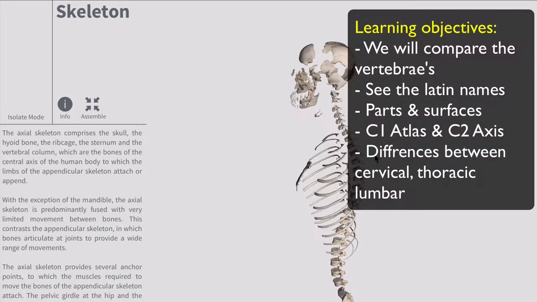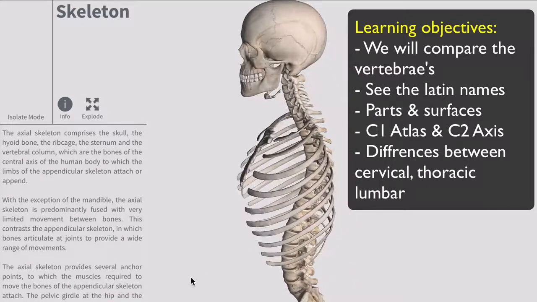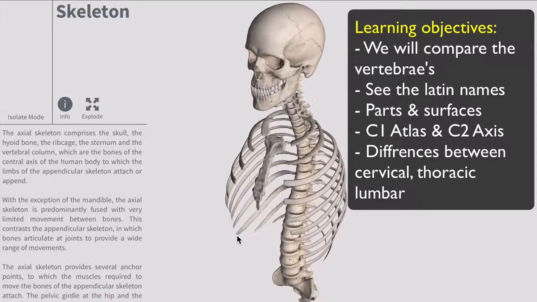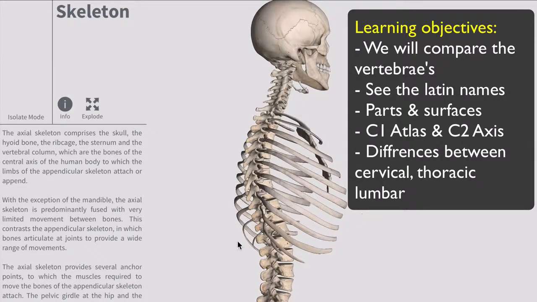So the learning objective is to compare the different types of vertebrae, see the Latin names, parts and surfaces, the origins and attachments of muscles and ligaments to these surfaces, and the differences between the cervical, thoracic, and lumbar vertebrae mainly.